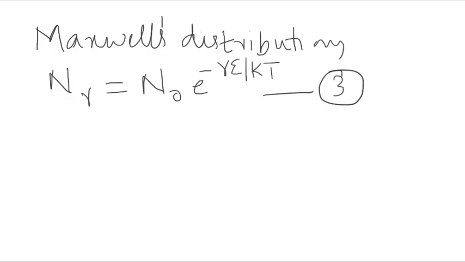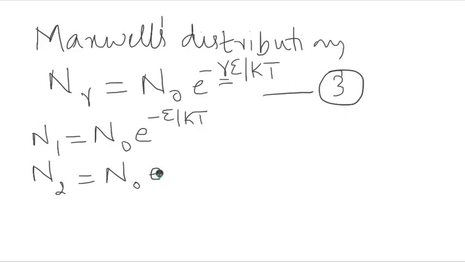Therefore, from this law we can write N1 will be N0 e raised to minus epsilon by kT, where R is replaced by 1 here. Similarly, N2 you may write as N0 e raised to minus 2 epsilon by kT. In a similar fashion, N3 will be N0 e raised to minus 3 epsilon by kT and so on. Therefore, we can substitute this back into equation 2a. Okay, so 2a was N0 plus N1 plus N2 and so on.